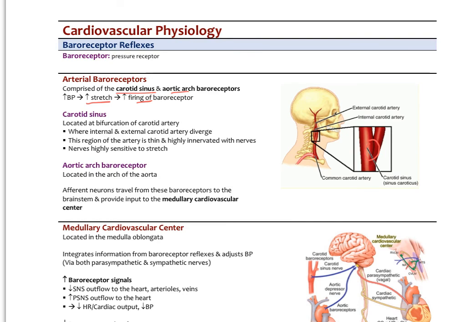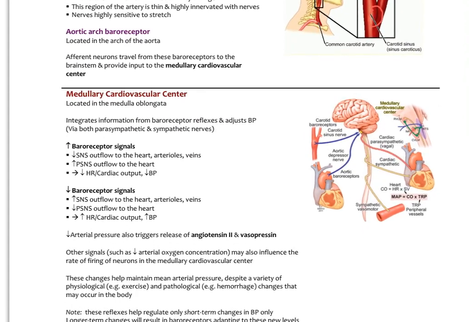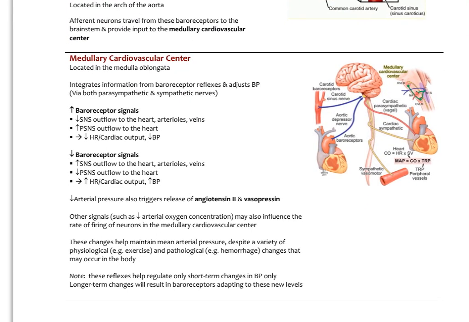The aortic arch baroreceptor is in the arch of the aorta. All the afferent information is going to travel via neurons to the brainstem into what is called the medullary cardiovascular center. By the very name, this is found in the medulla, the very lowest part of the brainstem. And this is going to integrate all the information from your baroreceptor reflexes, and it's going to adjust the blood pressure via your parasympathetics and sympathetics.